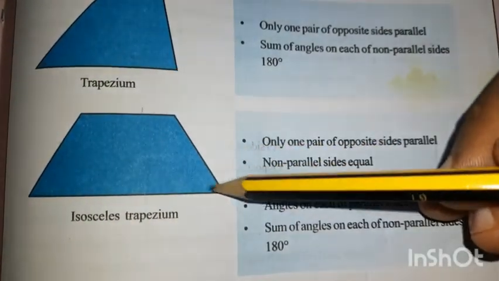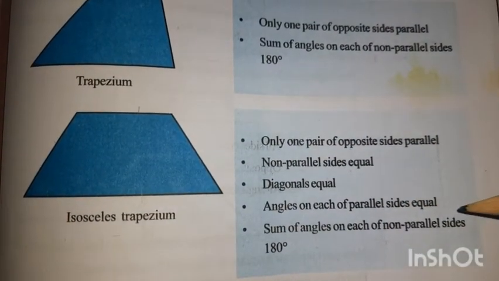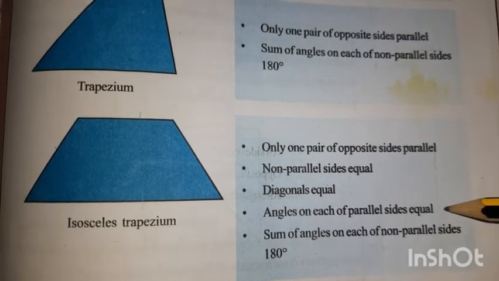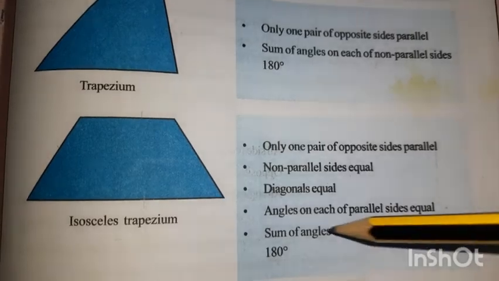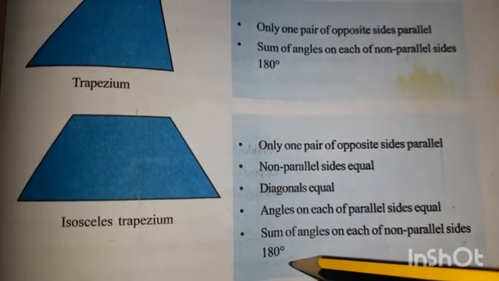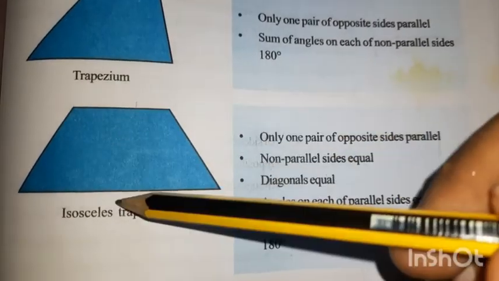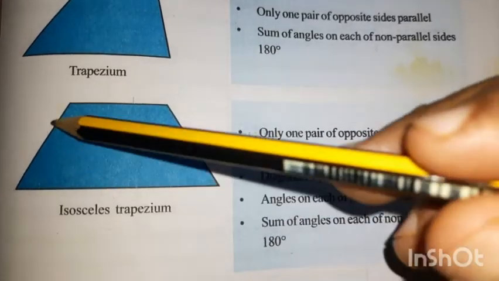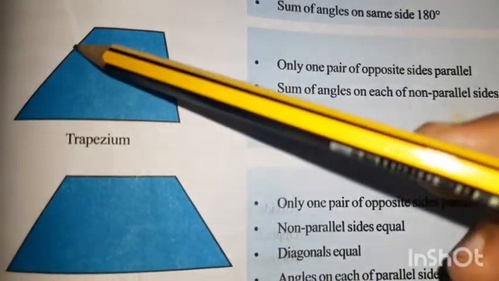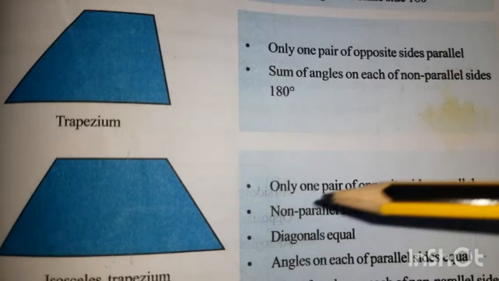If you draw the diagonals, they are equal, and the angles on each parallel side are equal. Then the sum of angles on each non-parallel side is 180 degrees. That is the case of the isosceles trapezium. Isosceles trapezium means these two sides are parallel and these two sides are equal also. Okay. Then the normal trapezium, if the sides are not equal, you can say that is a normal trapezium.